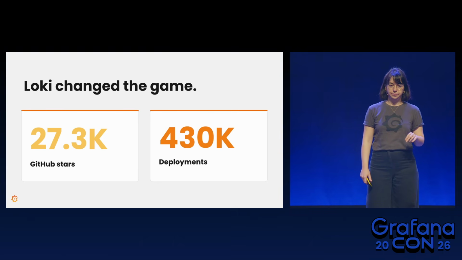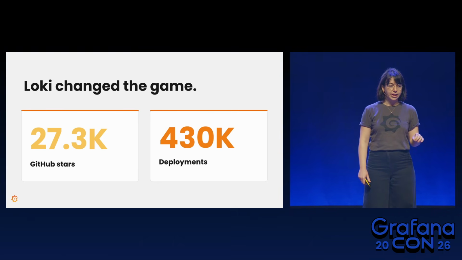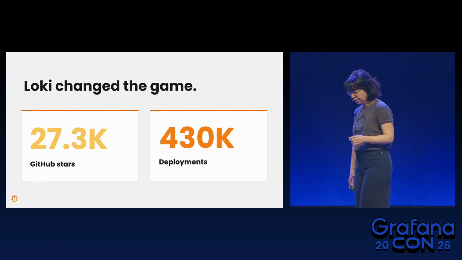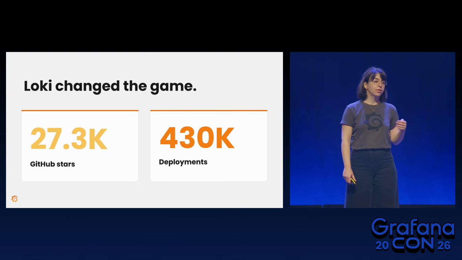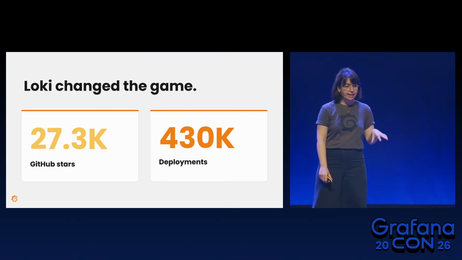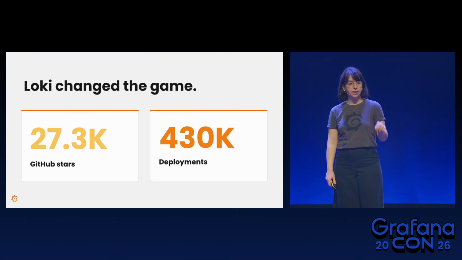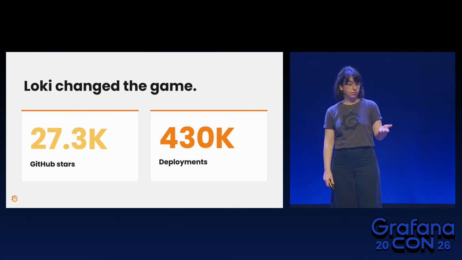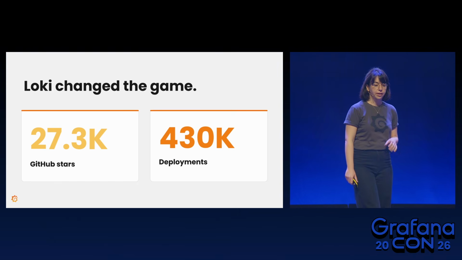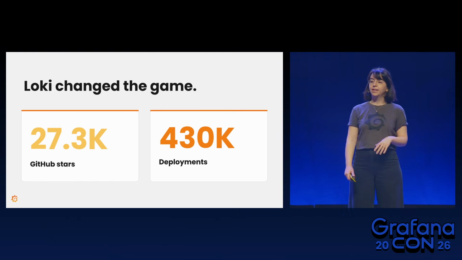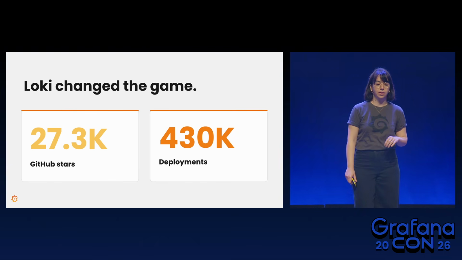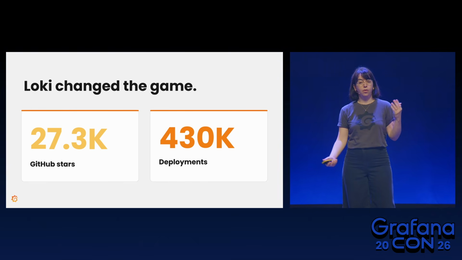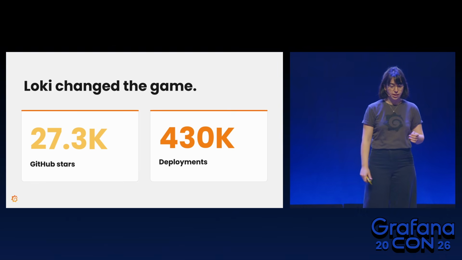But let's take a pause here. In phase 3, Loki changed the game. The core principle is we didn't have to index every line. And on top, we would select a subset of streams and then search within them. These design decisions made Loki incredibly easy to operate and cheaper to run compared to the alternatives. And it worked. The numbers show it, right? Nearly 30,000 stars, over 400,000 deployments in the wild. Loki is the backbone of observability in a lot of organizations.